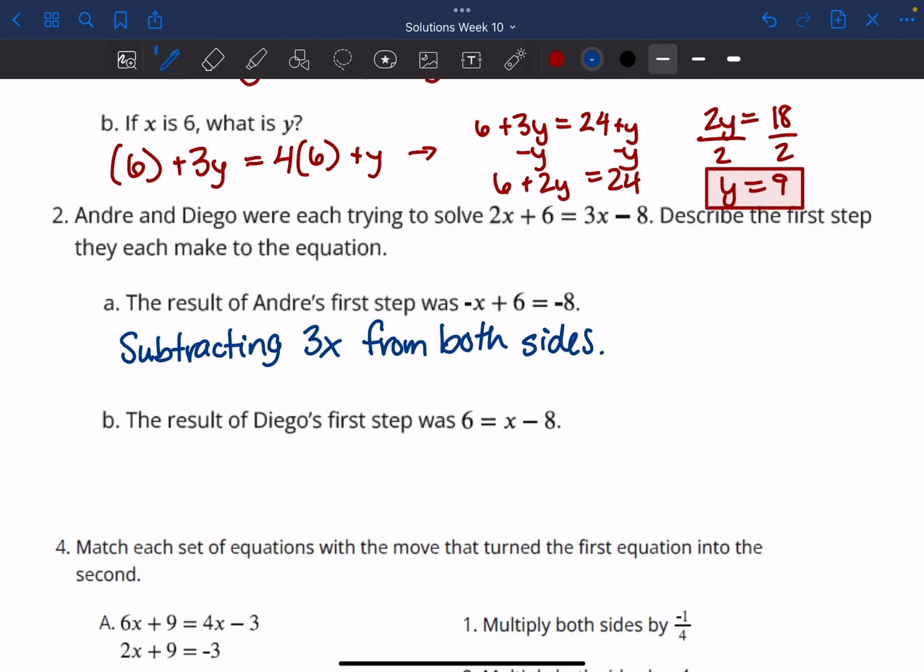The result of Diego's first step was 6 equals x minus 8. So in this case, the x is the only thing that's moving again, but he's missing the 2x on the left. It just is the 6. So it looks like he took the 2x and moved that instead. So here he's actually subtracting 2x from both sides.